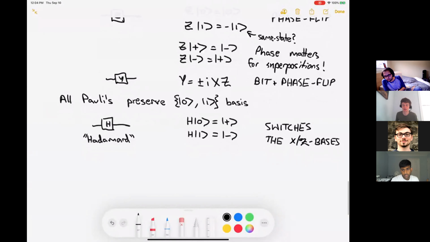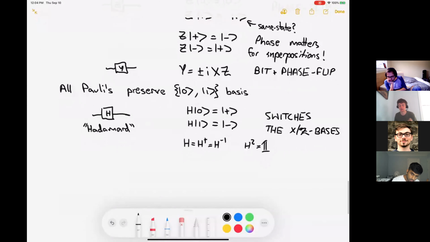Some comments about the Hadamard gate. H is actually equal to H dagger. It's its own inverse, like with the Pauli matrices. So if we apply it twice, we get the identity. Okay. So that just makes sense, right? If we switch the X basis with the Z basis and then we switch them again, we're back in the original basis.